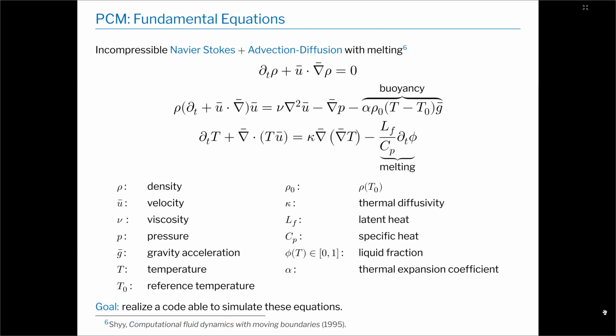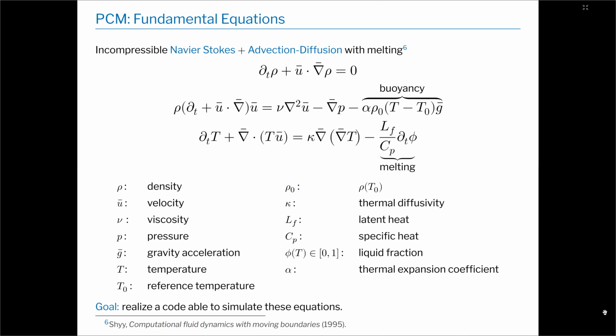So we have the continuity equation with density and velocity, the momentum equation where we have viscosity and the pressure gradient, and then we have the interaction with the temperature in the form of the buoyancy term, which depends, of course, on the temperature, on the gravity, on the expansion coefficient of the fluid, and these are our reference temperature and density. In the advection diffusion equation, we have also the melting term, which models the melting, as its name says, and it depends on the specific and latent heat of the fluid, and on phi.